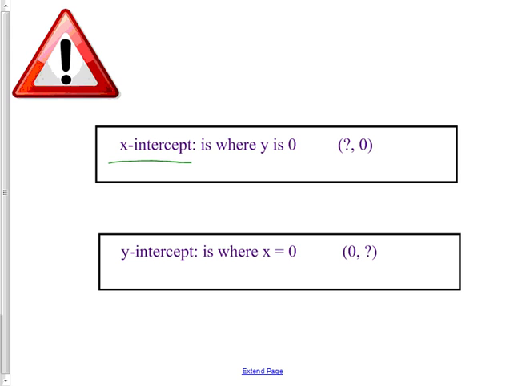The x-intercept is where y is 0, and the y-intercept is where x is 0. I would like you to say that, finish the sentence with me, out loud. It helps you remember it. The x-intercept is where what? Y is 0. And the y-intercept is where what? X is 0. And it's incredibly powerful.